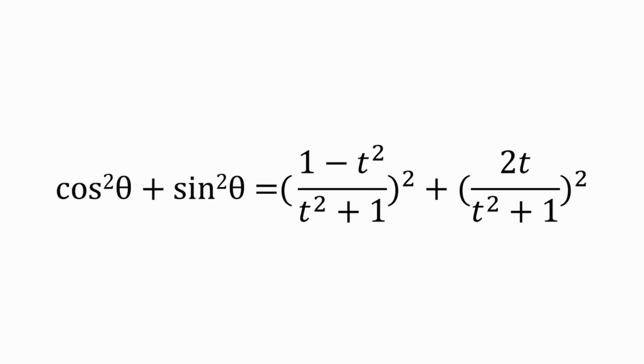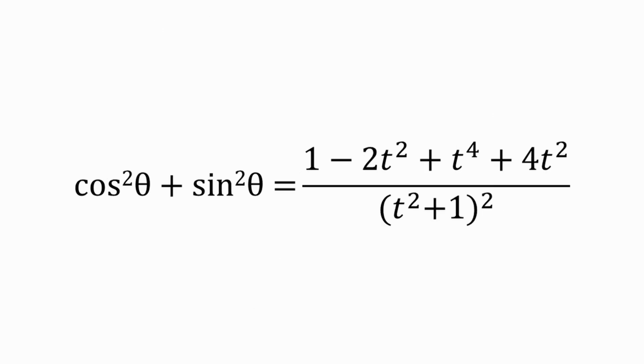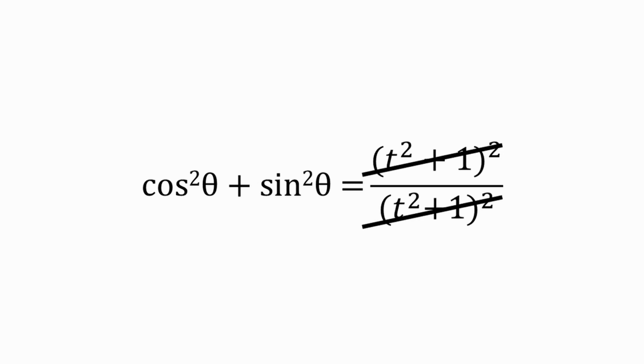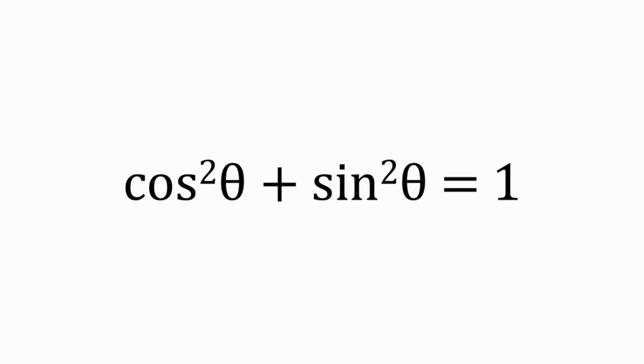Squaring and adding these expressions gives us 1 minus 2t squared plus t to the 4 plus 4t squared, over t squared plus 1 all squared. Adding in the numerator gives us t to the 4 plus 2t squared plus 1, which is the same as t squared plus 1 all squared. Thus the fraction is simply 1, proving the trig identity.